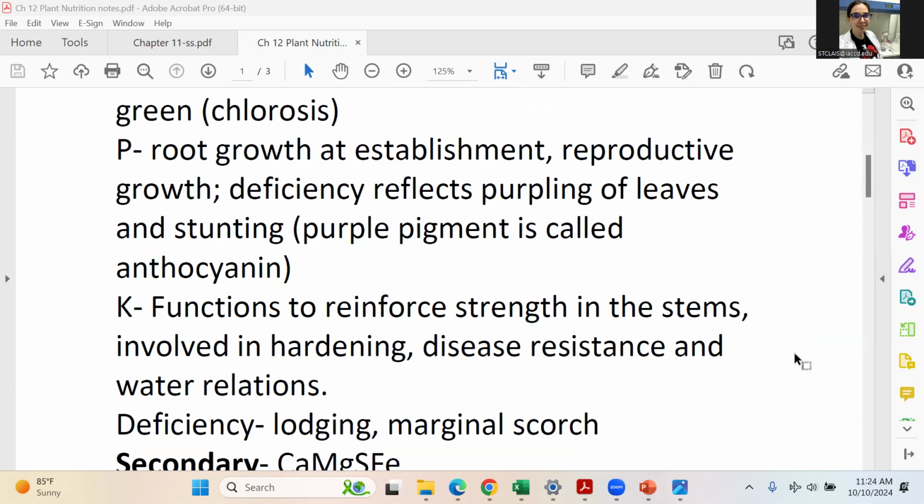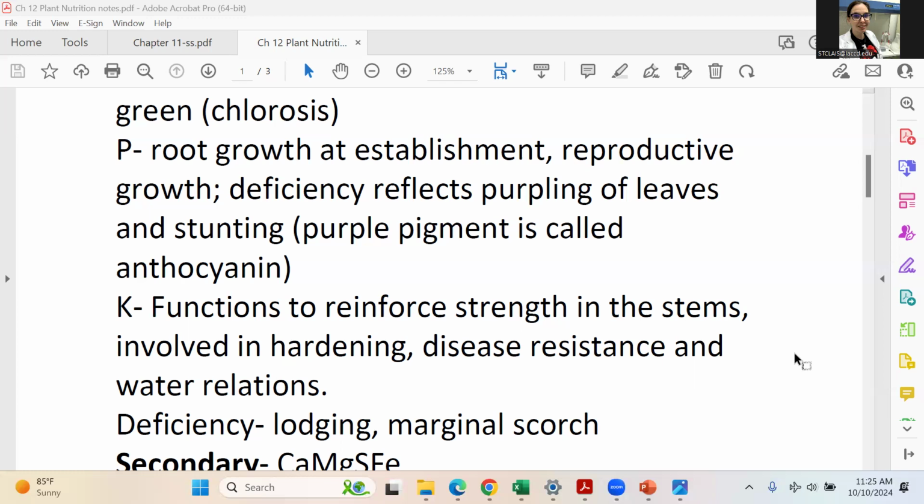So for phosphorus, it's important because of its function in promoting root growth when plants are being established. It also is involved in reproductive growth. Deficiency is going to reflect purpling of leaves and stunting. The purple pigment that we see is called anthocyanin. For root growth, that's going to be at the beginning of the plant's life. And then for reproductive growth, of course, we're talking about during flower and seed production.